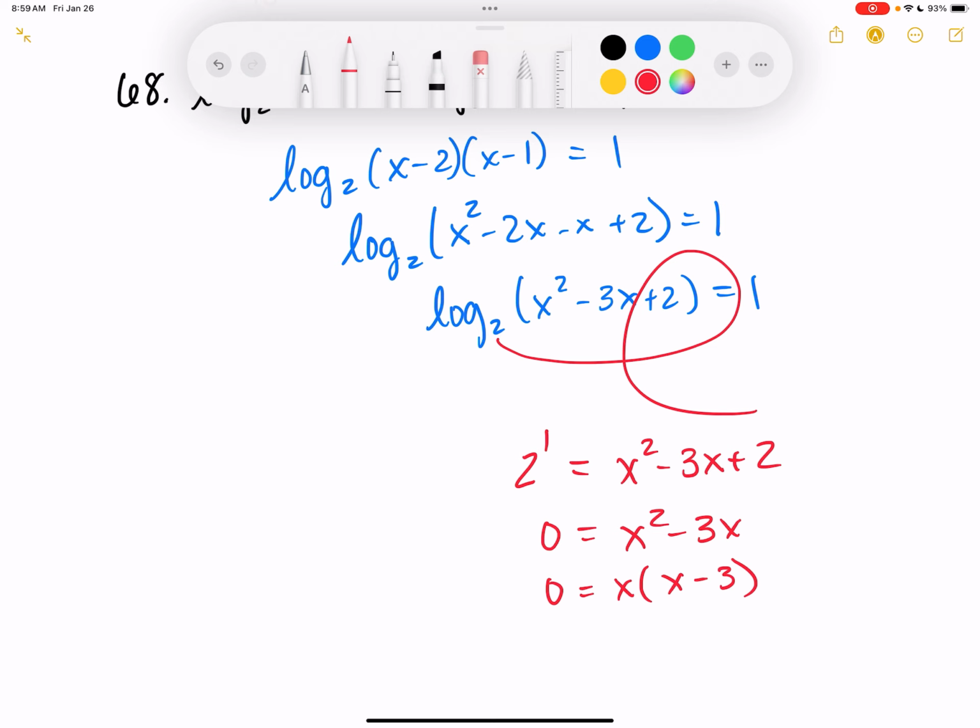Divide by x minus 3 to make x equals 0. No. Maybe it's divide by -3. How about set both pieces equal to 0 and solve for x? So I'm going to have x equals 0 and x minus 3 equals 0. So x equals 0, or x equals 3 would be the two answers. So after this part, it's just algebra going down.